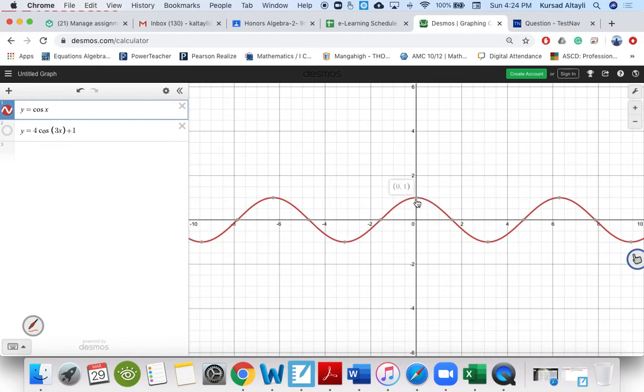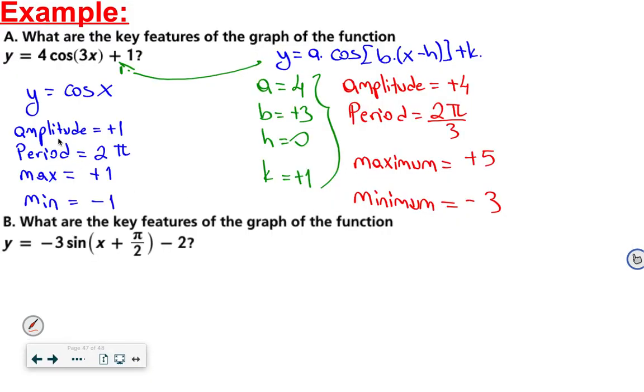And also period, remember what the period was? It is the domain until the y coordinates start repeating themselves. So it starts from here, and after that point the y coordinate starts repeating itself. That's why 0 to 2 pi means that 2 pi is your period.